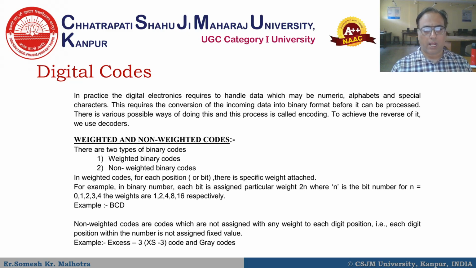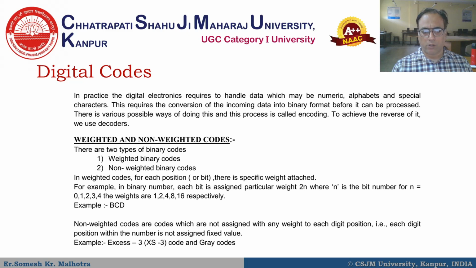This digital code can be further classified as weighted and non-weighted codes. In weighted codes, for each position or bit, there is a specific weight attached to it. For example, in a binary code, each bit is assigned a particular weight of 2^n, where n is the bit number, and n is equal to 0, 1, 2, 3, 4, for which the weights are 1, 2, 4, 8, 16 respectively. An example of this type of code is the BCD code.